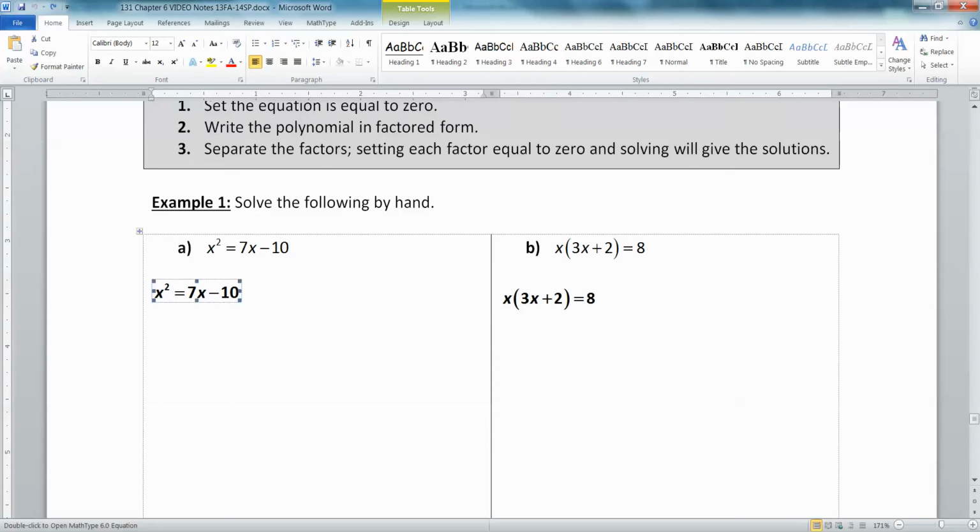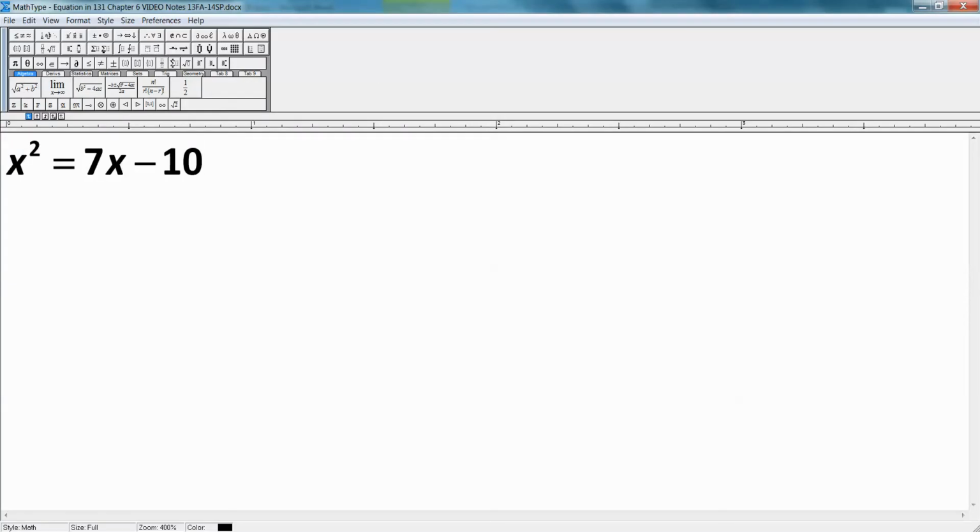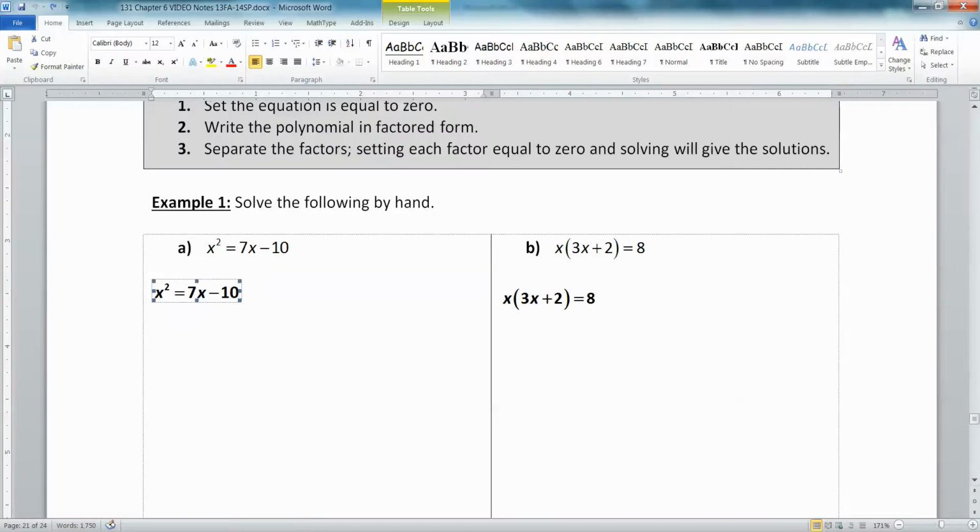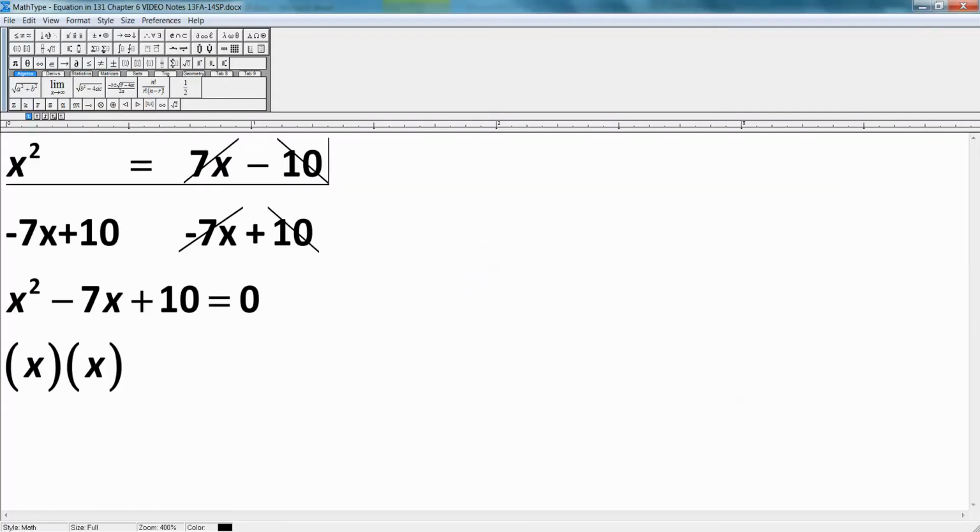Okay, so for this problem, first thing we need to do is get the 7x and the negative 10 to the other side. All right, so 7x, take away 7x, right? But you have to do it to both sides. And then negative 10 plus 10, but you have to do that to both sides. So over on the left-hand side, we're going to have x squared minus 7x plus 10. And then over on the right-hand side, you're going to have 0.